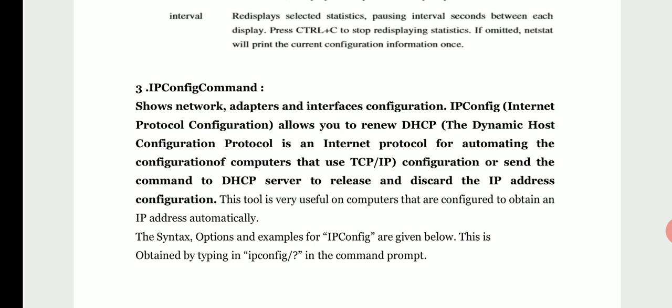See, it shows network adapters and interfaces configuration. ipconfig, internet protocol configuration, allows you to renew the DHCP. What is DHCP? That is the dynamic host configuration protocol, an internet protocol for automating the configuration of computers that use TCP/IP. So it will automatically set the configuration of computers. Which one? The DHCP protocol will set the configuration of computers automatically.